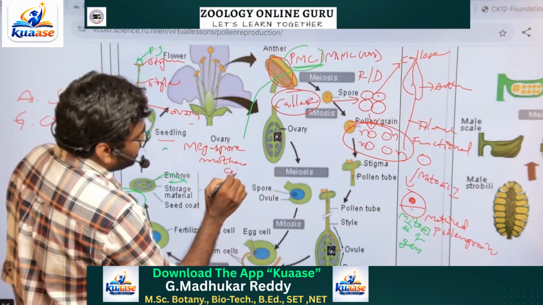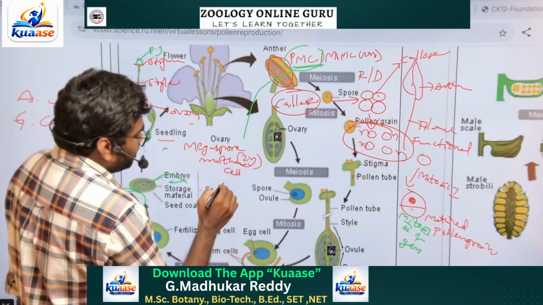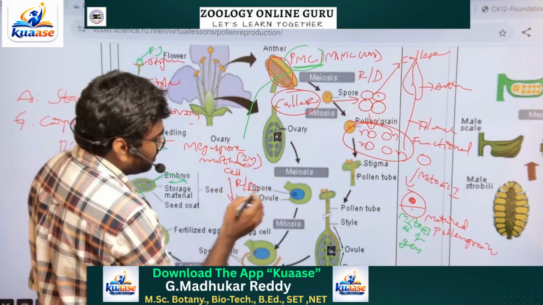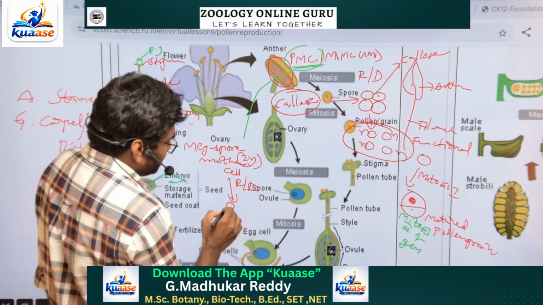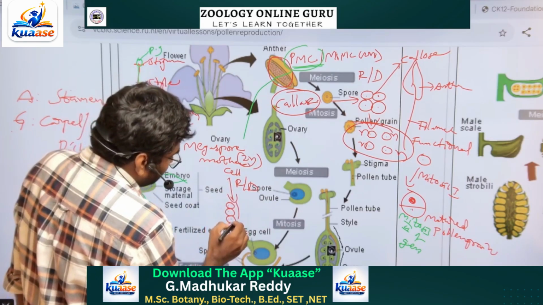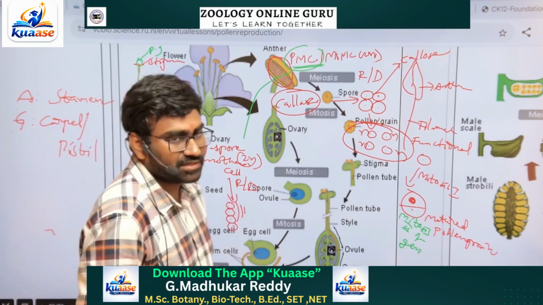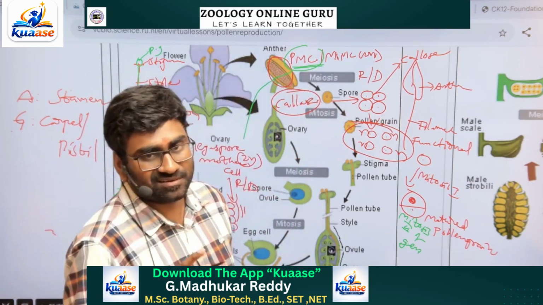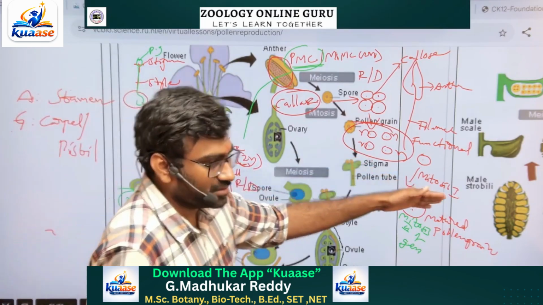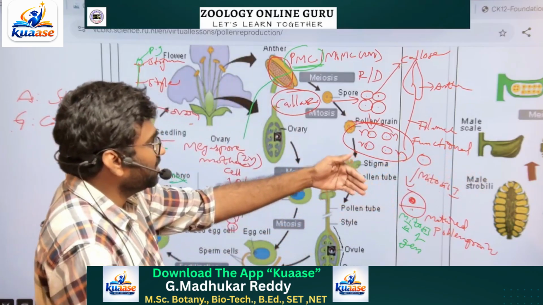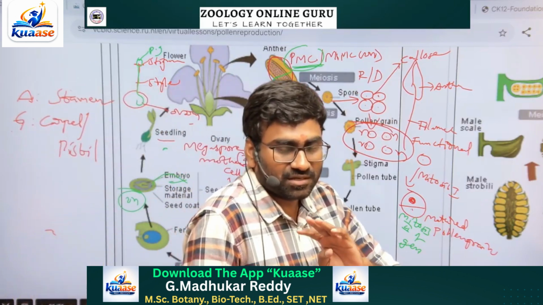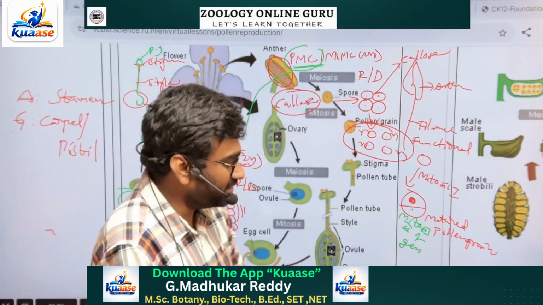This megaspore mother cell undergoes meiosis division to produce the linear tetrad of megaspores, and out of these 4 megaspores, 3 cells will disintegrate. Only one is a functional megaspore. It is completely contrasting to the pollen mother cell. Pollen mother cell produces the 4 pollen grains, and all the pollen grains are functional in nature.